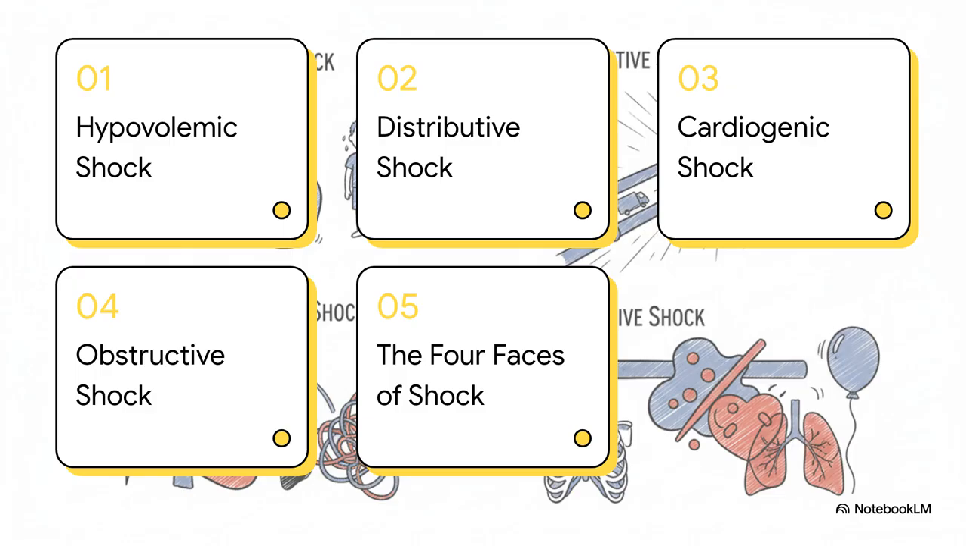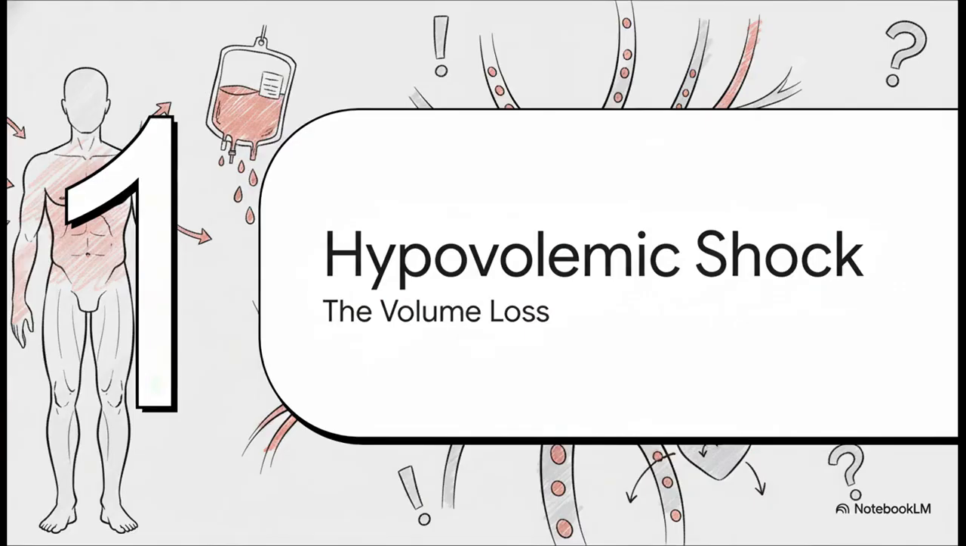So here's our game plan. We're going to look at the 4 main types of shock: hypovolemic, distributive, cardiogenic, and obstructive. And then we'll put them all side by side to really see the differences. Let's jump in. First up is hypovolemic shock.